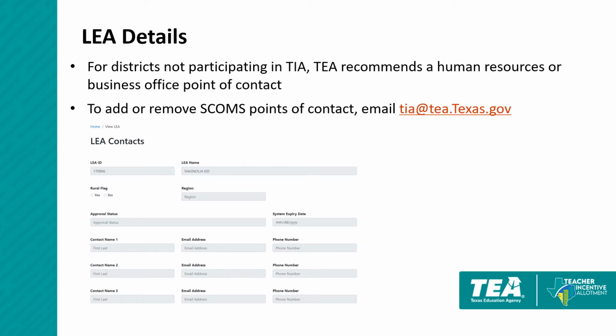The LEA details page, for districts not participating in TIA, we recommend this be a human resources or business office point of contact. For participating districts, this should be your TIA points of contact that you have on file at TEA. It will show your district ID, name, region, rural flag, and system approval status and expiry date. If you'd like to add or remove points of contact for SCOMS, please email our team at tia@tea.texas.gov.